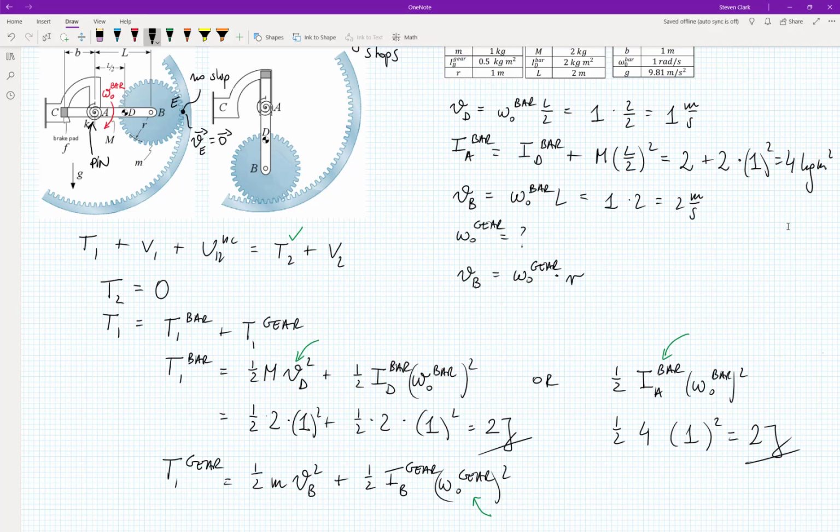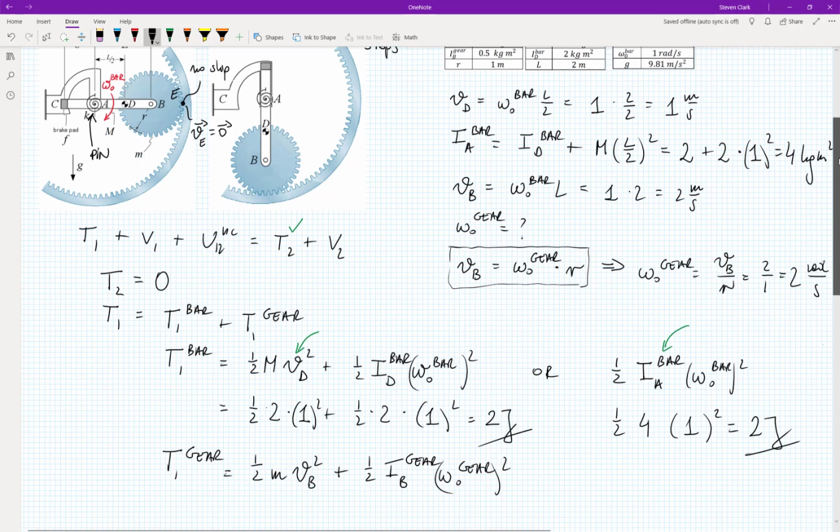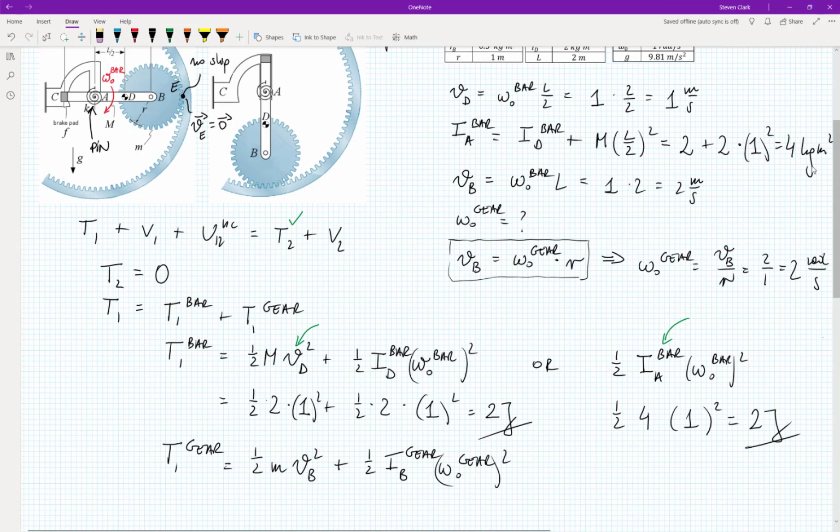So that's why our VB can be expressed with such expression. So in here you can see that our omega 0 gear is VB divided by R, which will be 2 divided by 1, and this is 2 radians per second. Cool. Okay, we know everything, so let's plug in values, and let's see what will happen.